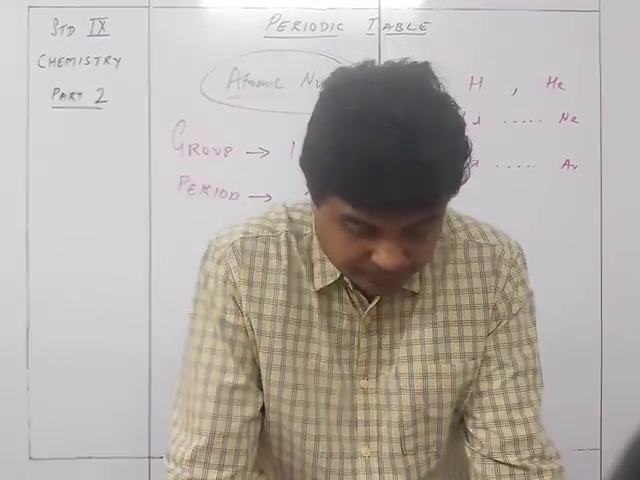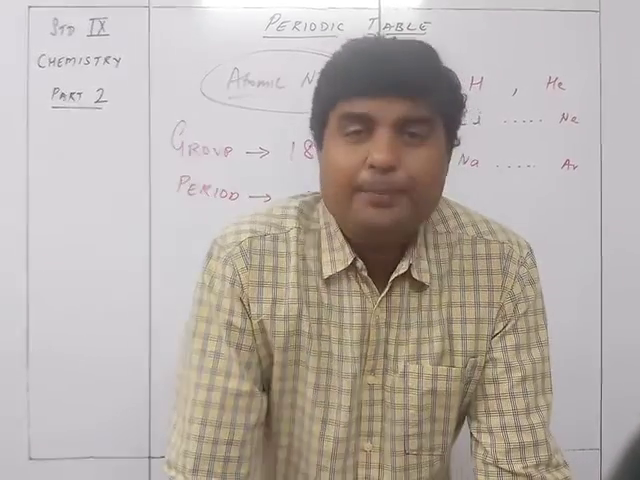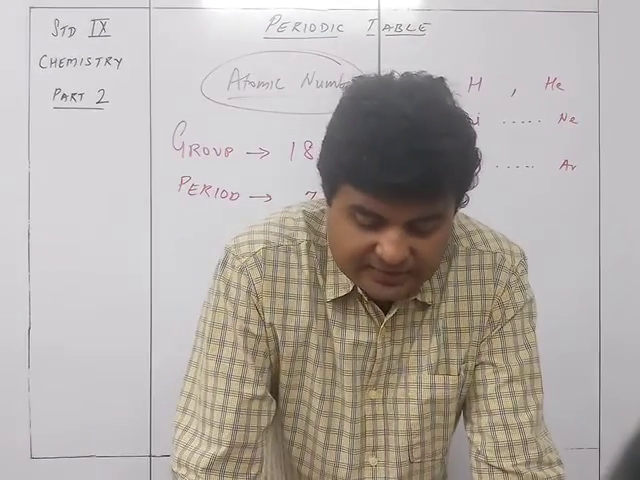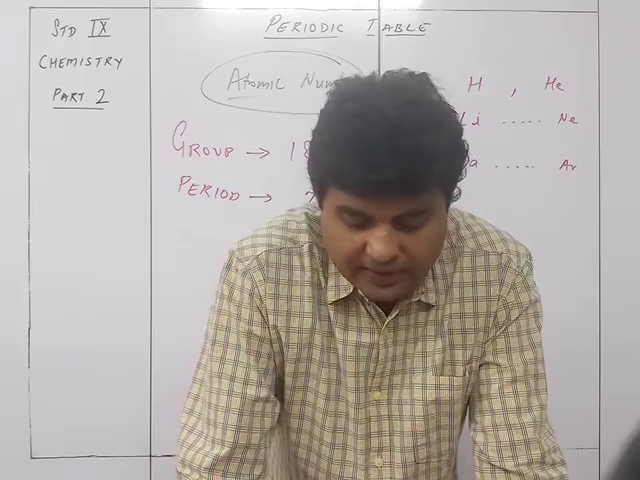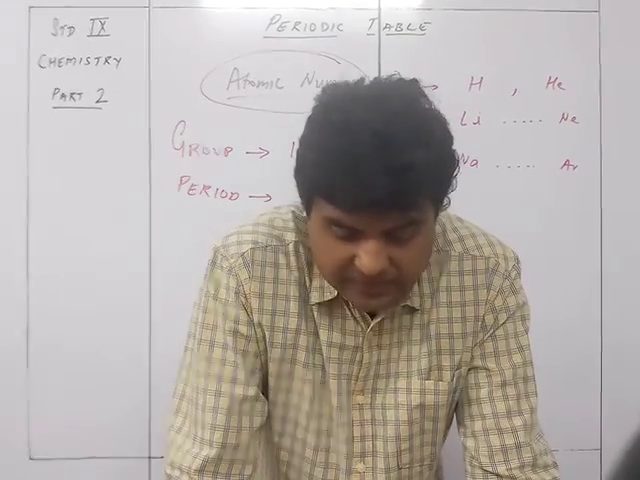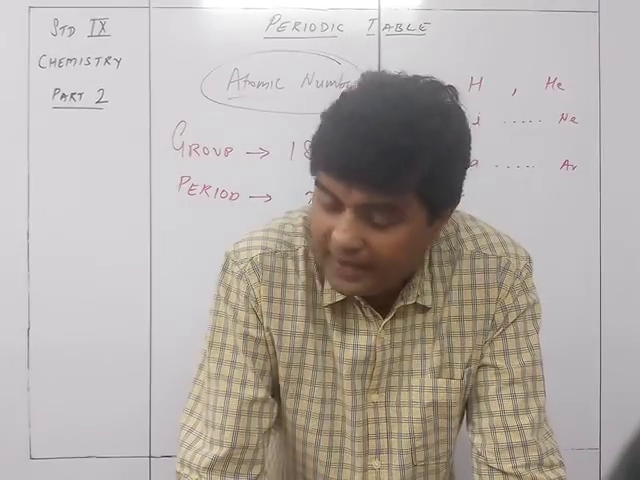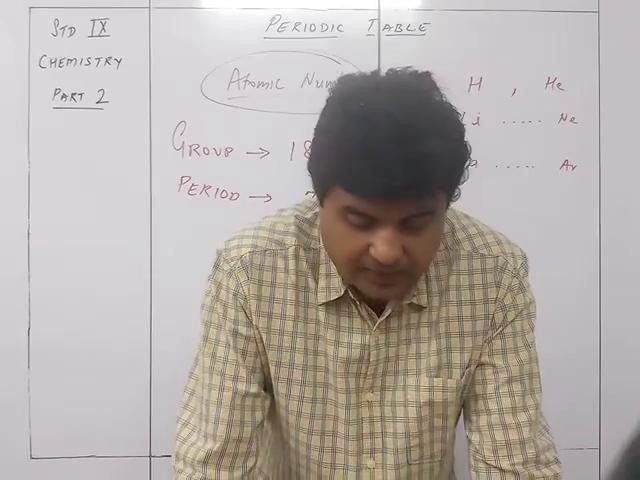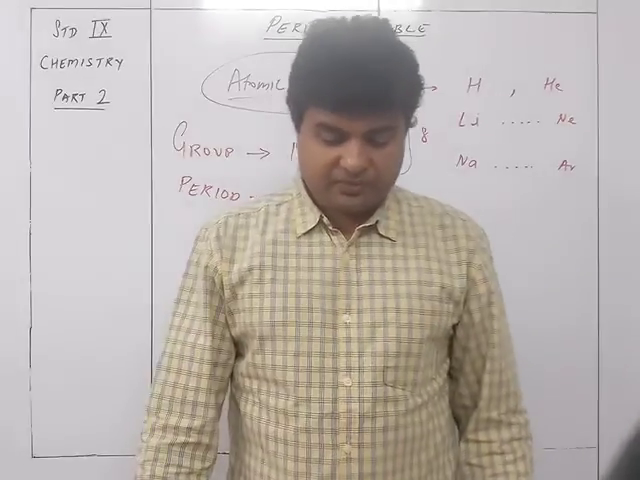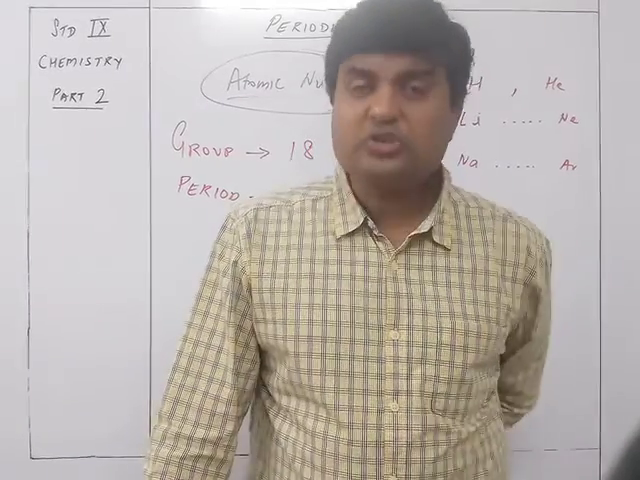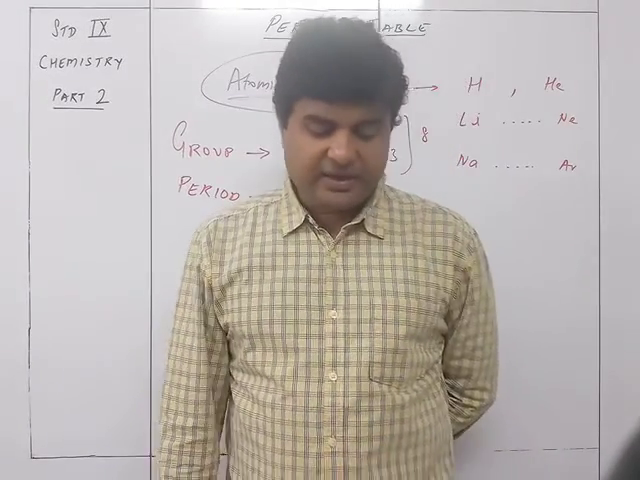13 to 16 are post transition elements, that is aluminum to Sb, Sb is antimony, right? And then Tl to Po. So these are from 81 to 84. They are post transition elements, and that is 13 to 16.